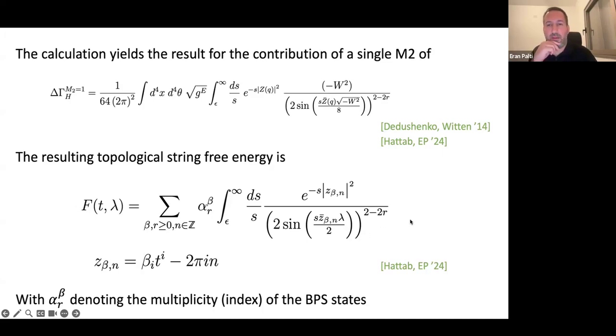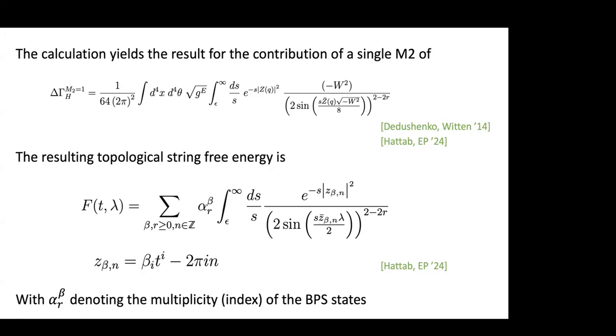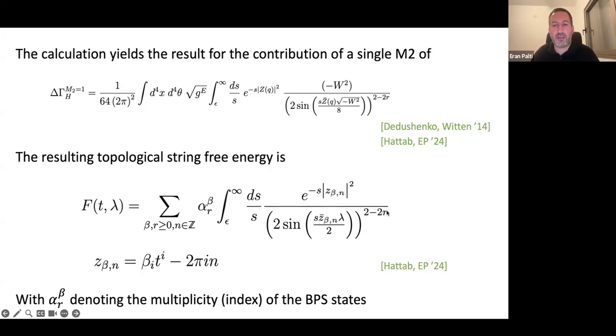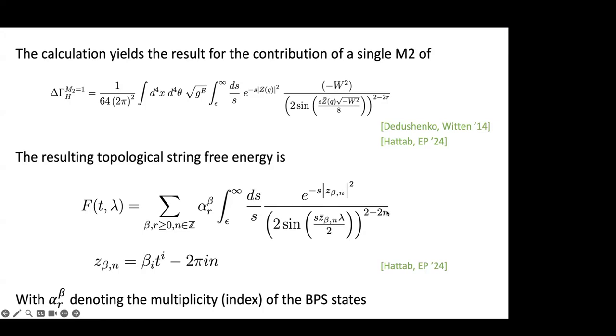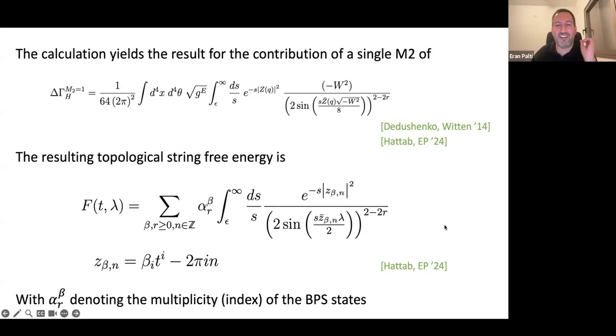Are there any questions about this? What was the R, sorry? The R is the genus of the curve that the M2s are wrapping. Oh, okay. So like sphere, torus, and higher. Yeah. Any more questions?